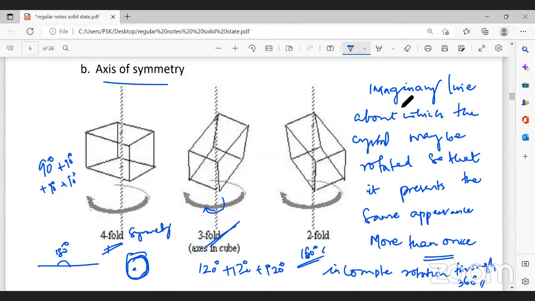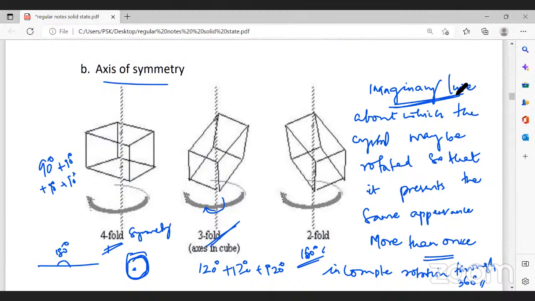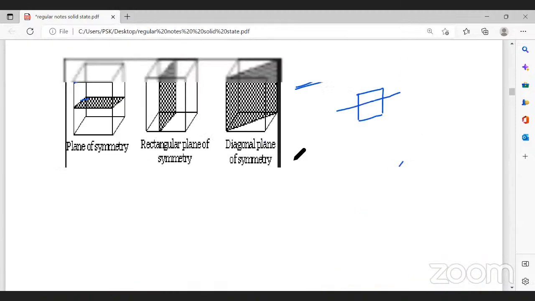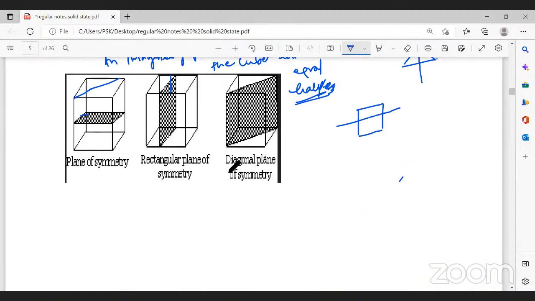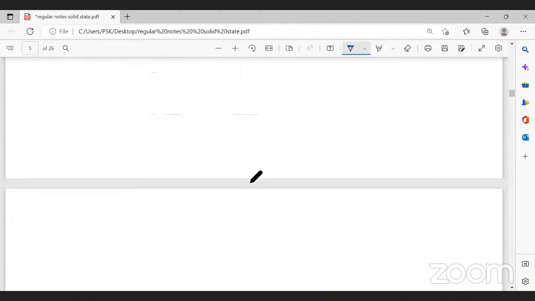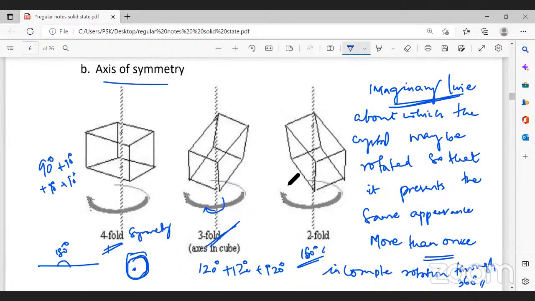So axis of symmetry is an imaginary line. Plane of symmetry is an imaginary plane. Let's remember that. So in imaginary planes, we have plane of symmetry, rectangular plane of symmetry, diagonal plane of symmetry, and then axis of symmetry. We have learned fourfold axis, threefold axis, twofold axis. We have one more, a sixfold axis also.